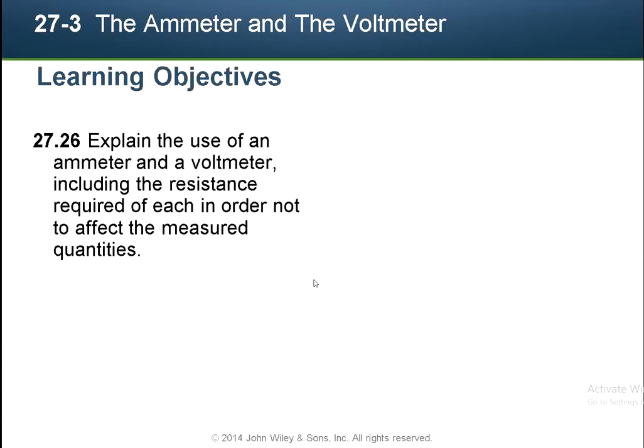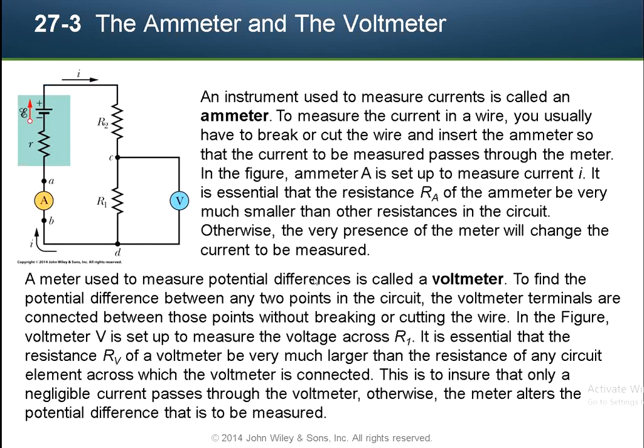The ammeter and voltmeter are devices used to measure current and voltage. The ammeter is used to measure the current, and the voltmeter is used to measure the voltage. In the laboratory, we have used the multimeter, or DVM, digital voltmeter, where many things can be operated in one single device. We can measure the current, the resistance, the voltage, so many different things.